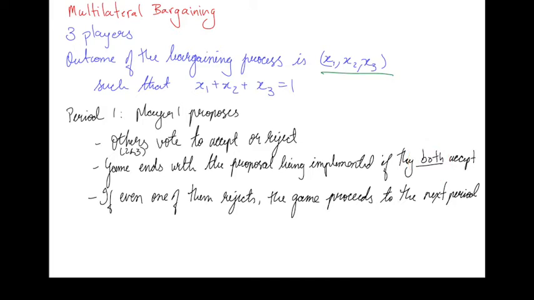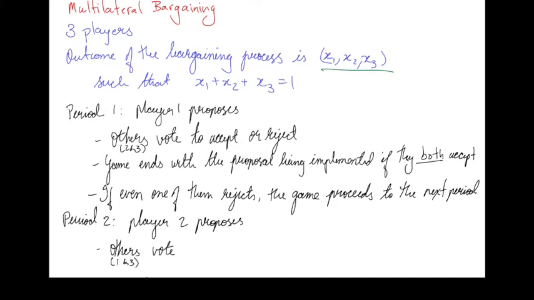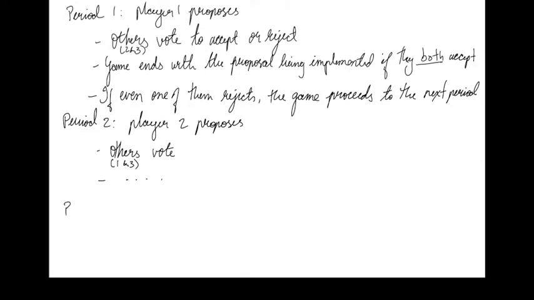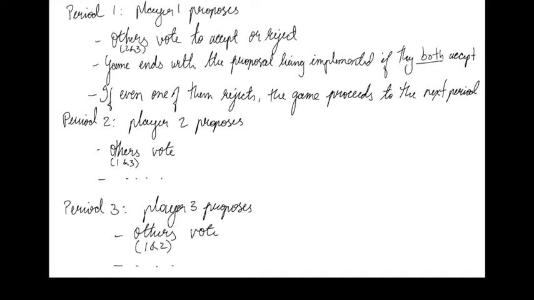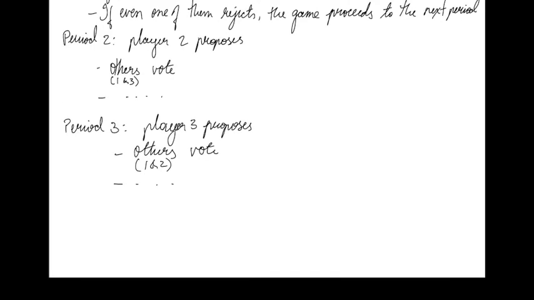In the second period, player 2 proposes. Again, the others vote, the others being 1 and 3, and the rest of the game proceeds exactly as before. If 1 and 3 both accept, the game ends with player 2's proposal being the division of the surplus. If even one of 1 and 3 rejects, then the game proceeds to the third period. In the third period, player 3 proposes, and then the others vote, the others, of course, being 1 and 2, and everything else is just as in the earlier periods. This goes on. In period 4, we go back to player 1, and we just cycle through the proposers until some proposal is finally accepted.